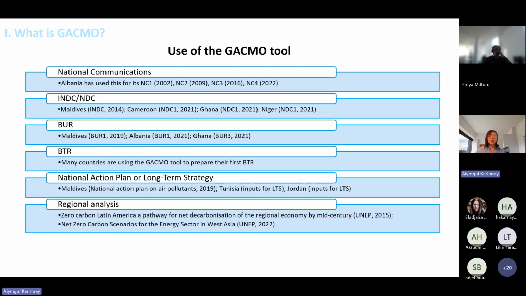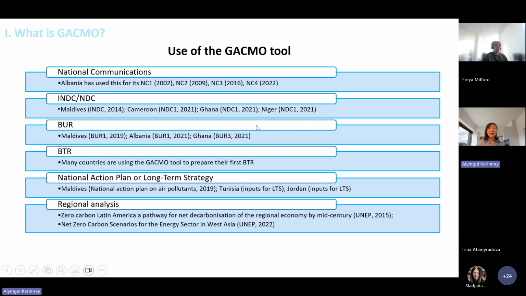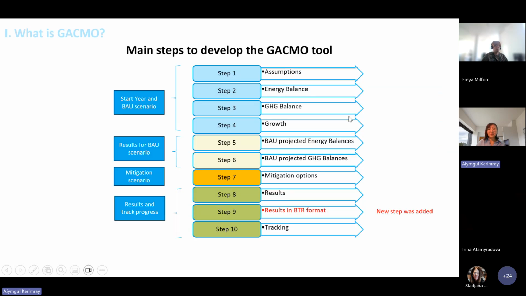From experience, GASMO was developed many years ago. That's why we know that it has been used extensively for national communications, for nationally determined contributions, for BURs, BTRs, national action plans, etc.